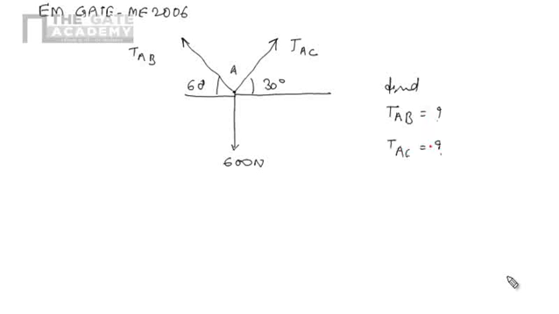So I will just repeat the question asked in GATE AME 2006. The weight of particle A is 600 Newton, which is in equilibrium under the action of the forces TAB, TAC and 600 Newton. So now we are interested in the values of TAB and TAC.